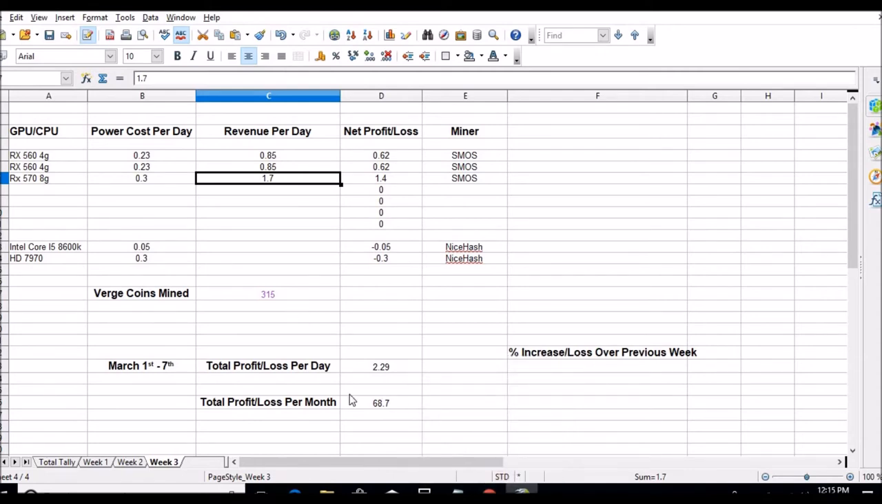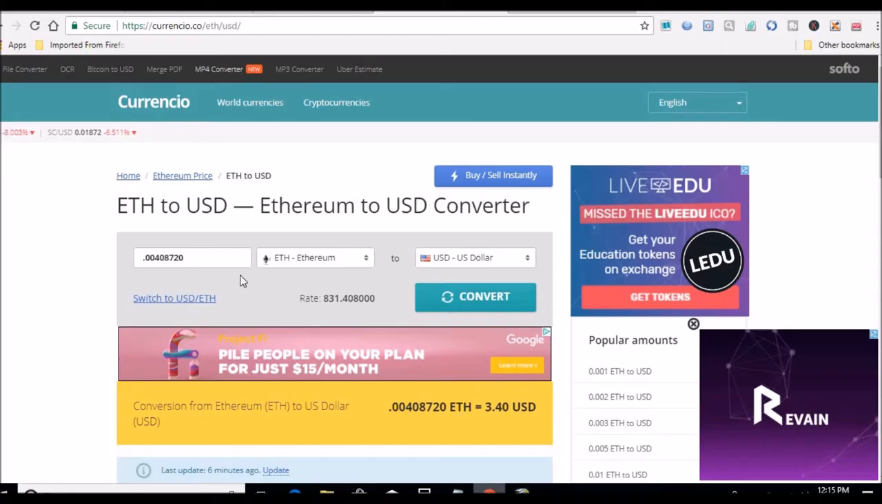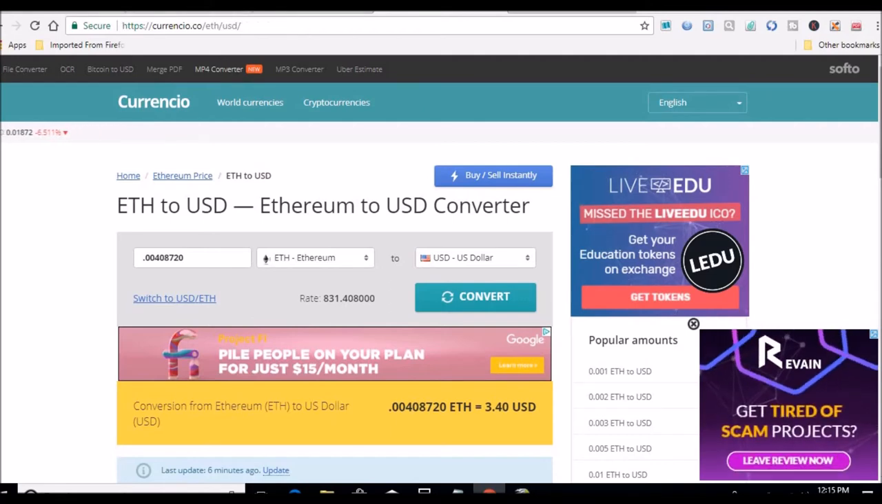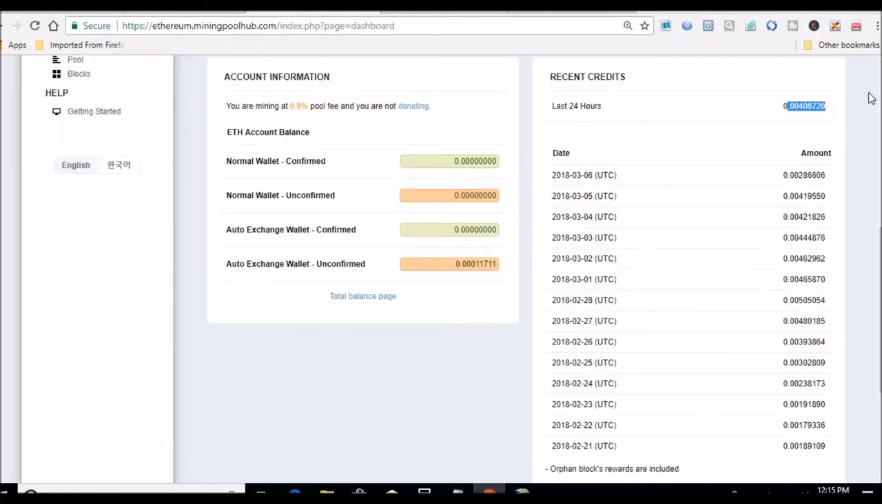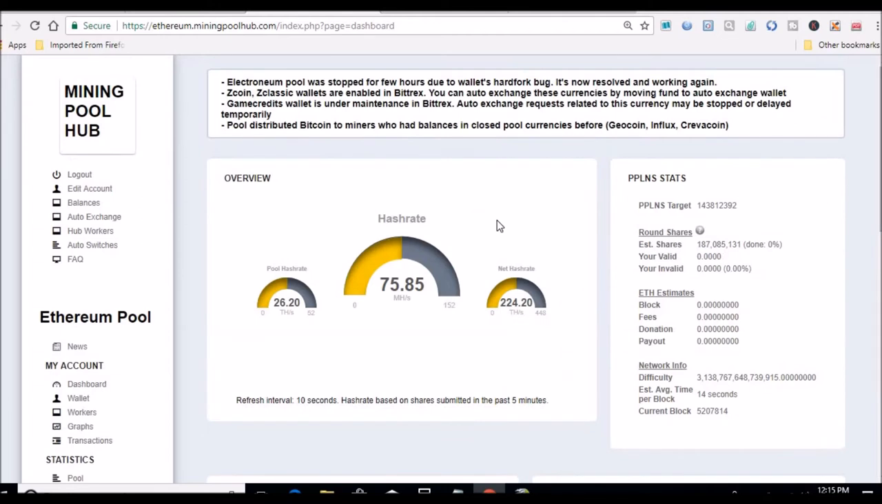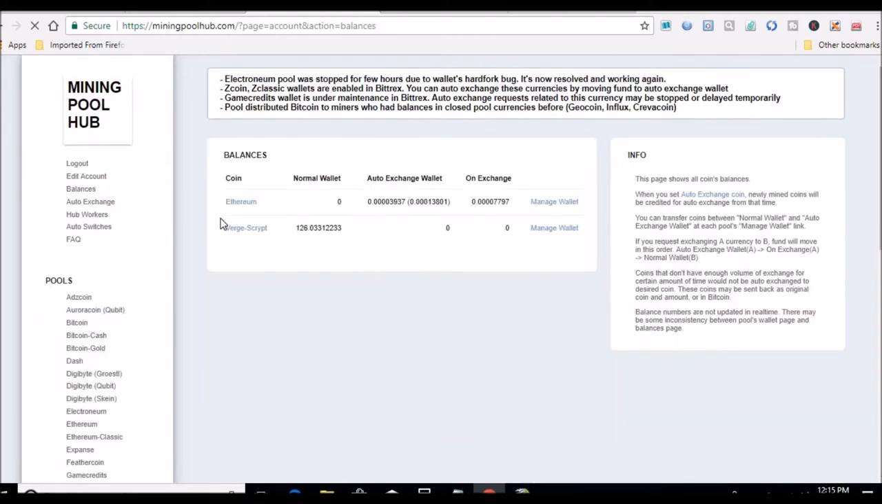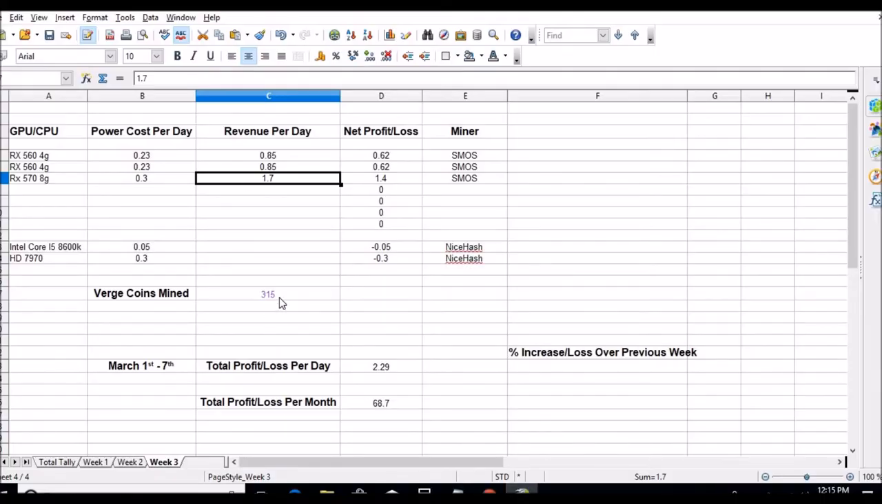Verge coins mined, I think we were at, let me look real quick, 315. Let me scroll back up to balances. We got 65 yesterday, we got 126 today, so that's another 61. So 315, 376, is that right? 376 so far this week.